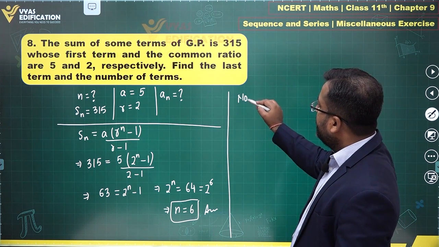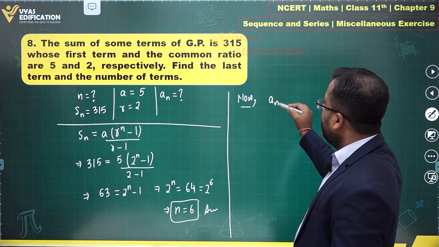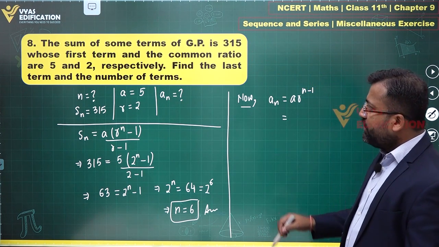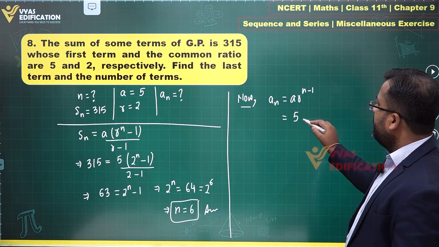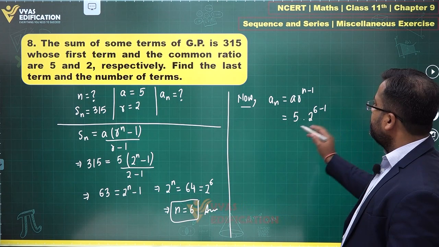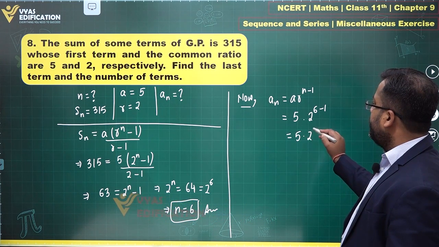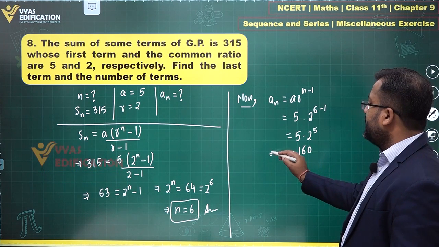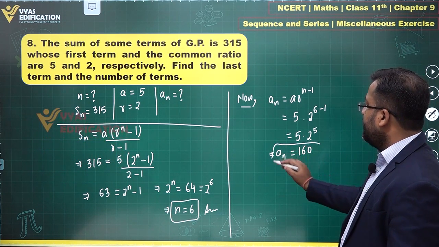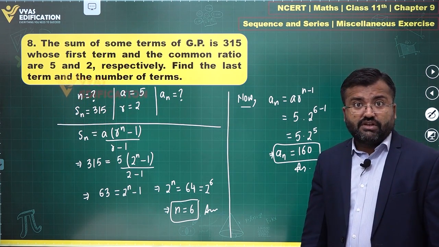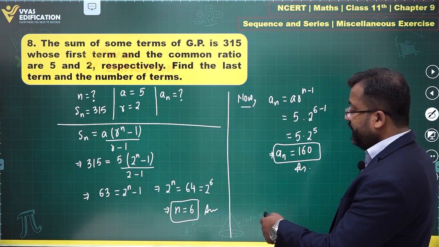Now an will be a r power n minus 1. What is that? A is 5. R is 2, power n minus 1. N is 6 minus 1, this is 5. So 5 into 2 power 5, which is 5 into 32, which is 160. That tells me an, that's the last term, will be 160. That's my required answer for this question, as you can see over here.